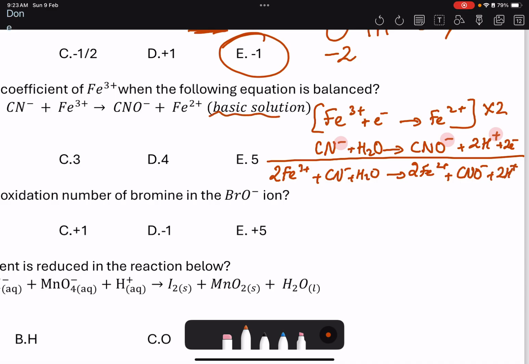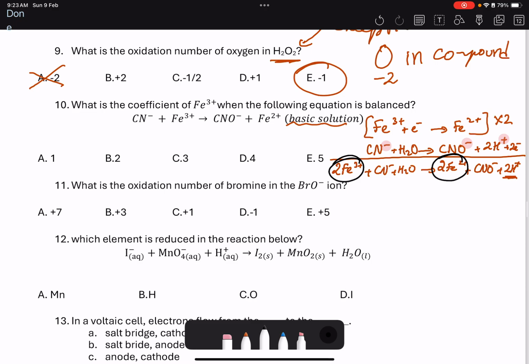However, this question says that we need it in the basic solution. It's not going to change our answer because when we balance in basic solutions, we only look at the number of H plus on the equation, and that is not going to affect the coefficient of Fe. So the answer is 2.